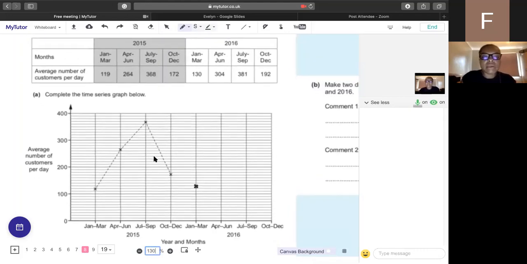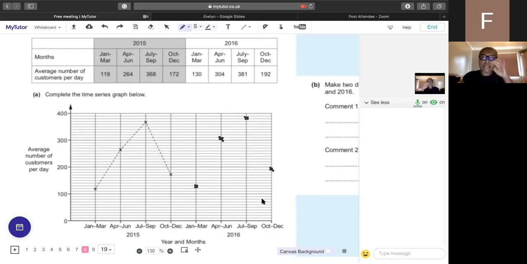It's going to be just between 300 and 310. So let's go to 300. It's going to be around here somewhere. And then July to September is 381. So 380 is over here, so it'll be very close to 380. And October to December is 192. So let's go to 190, and it'll be very close to that point there.